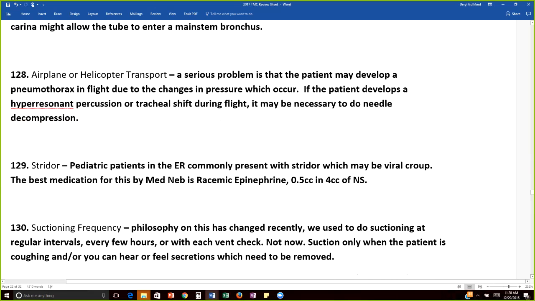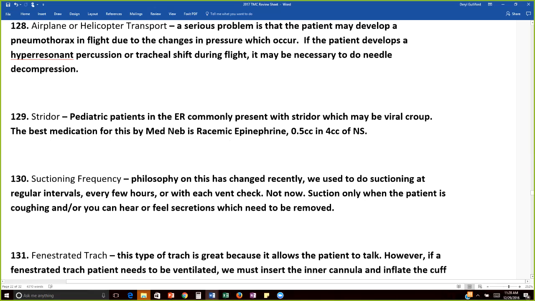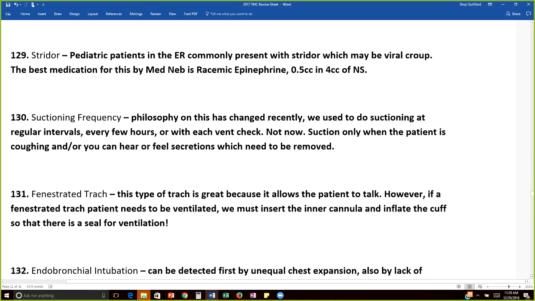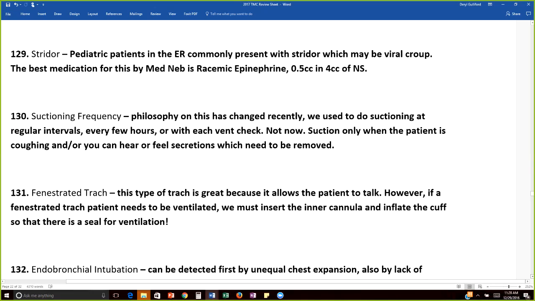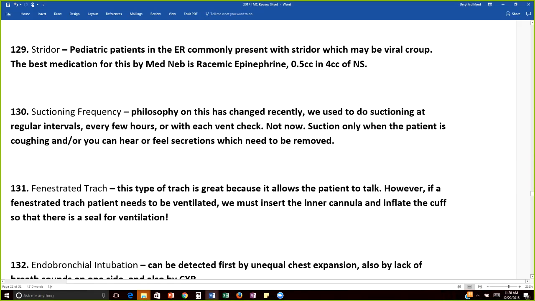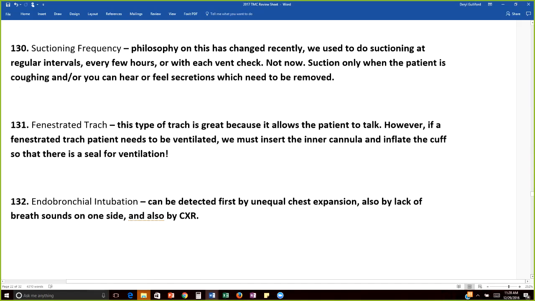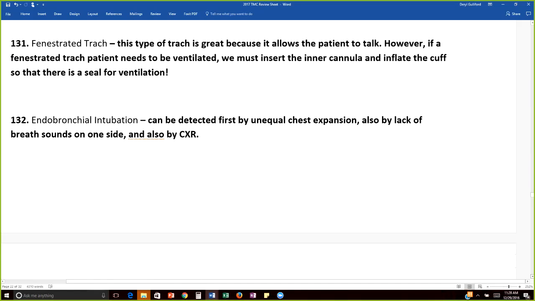Stridor in the ER, racemic epinephrine. Suctioning frequency, the theory has changed. We used to say, suction every time you do a vent check, or suction every so many hours, but not now. We just say suction only when the patient's coughing or when you can hear or feel secretions that need to be removed. Okay, fenestrated trachs, we talked about that already. Endobronchial intubation, talked about that already.